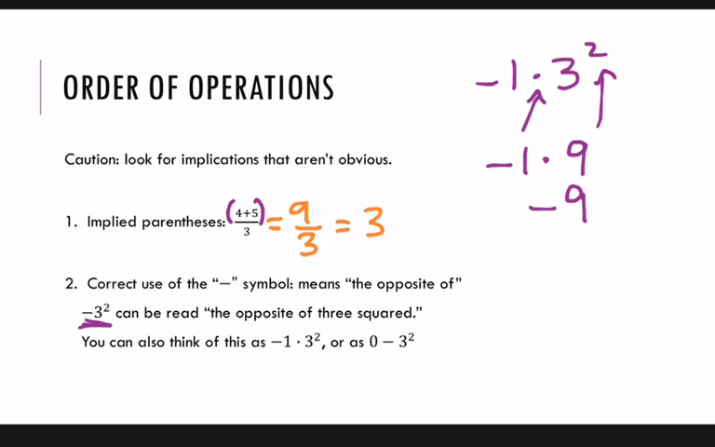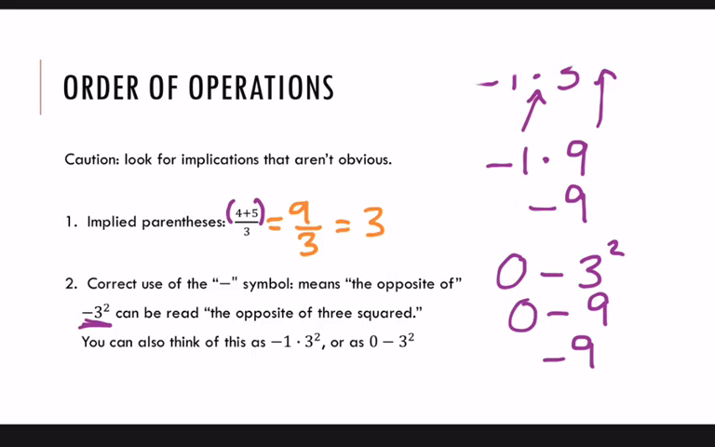All right? Or if it helps you to think of it as a subtraction symbol, then think of it as there's nothing there in the beginning, so think of it as a 0 minus 3 squared. And then by order of operations, you would do exponents first, and then subtraction. Okay, so there's your exponent, and then subtract 0 minus 9 is negative 9.